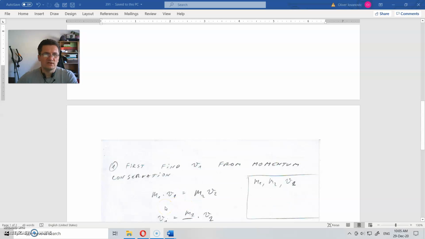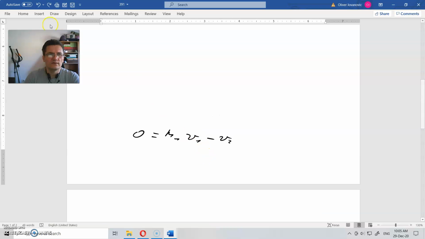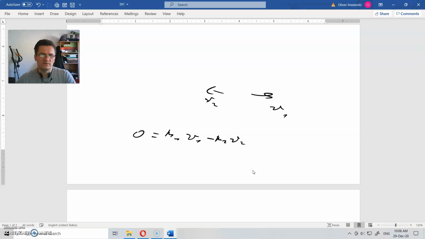So, momentum conservation: prior to the push-off, momentum was 0, and after the push-off, momentum will also be 0. So that means m1 v1 minus m2 v2. Right? Why is this minus? Because if v1 is positive in this direction, this will be a negative direction for v2.